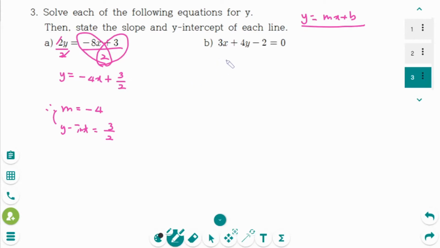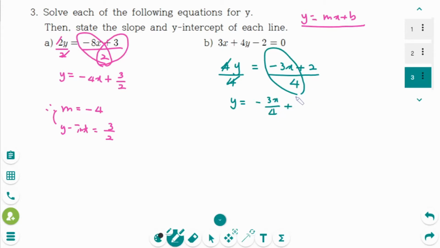Then number B, keep the 4y in the left side, then 3x and minus 2 move to the right. So minus 3x plus 2, and then divide by 4 on each side. So y equals, the first one is minus 3x over 4 plus, and the second one is 2 over 4, which is 1 over 2. So slope is minus 3 over 4, then y-intercept is 1 over 2.